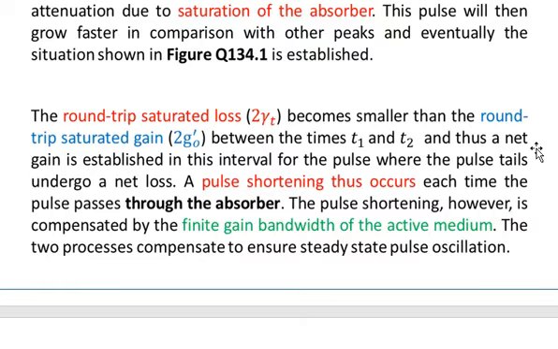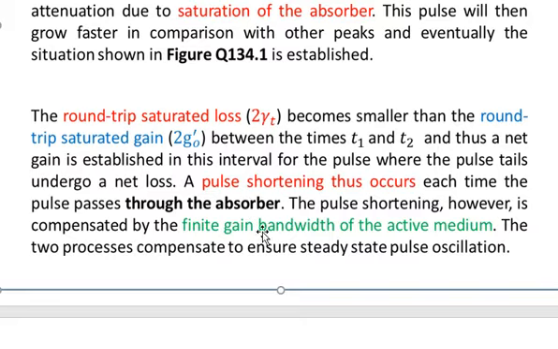You see that each time the pulses pass through the absorber, a slight cut down of the tails of the pulses will happen, because these pulses will enter and will try to switch the absorber to its saturation condition. So some of the intensities will be lost, and the pulses will narrow down each time they pass through the saturated absorber. A pulse shortening thus occurs each time the pulse passes through the absorber, and of course the absorber should be in the saturation condition.